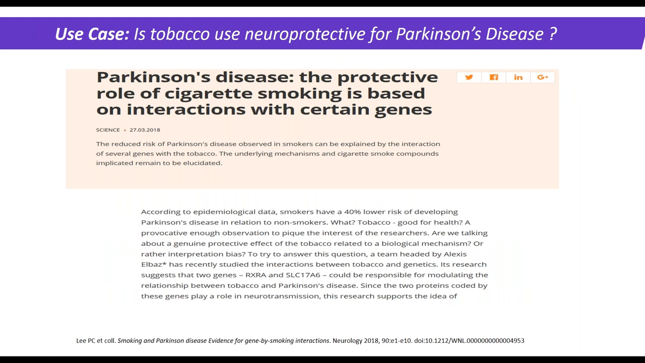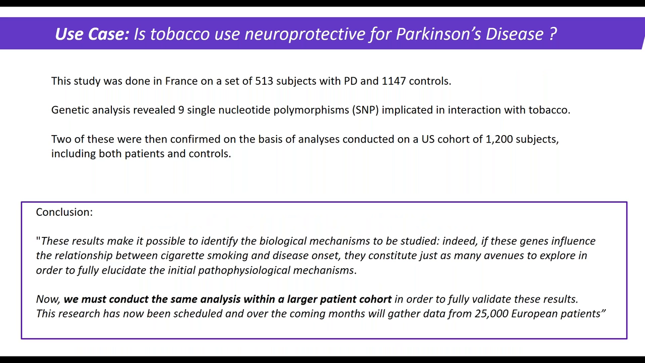So here's my use case that I talked about this morning, taken a little bit further with Parkinson's and tobacco use. It's been studied for a while, and now it's at the level where a group in France was looking at the genes that are involved, and they actually found 9 SNPs. They ended up with 513 people who had Parkinson's disease and a bunch of controls. They found 9 SNPs. They then were able to verify that 2 of the SNPs are significant. And so they want to go further.